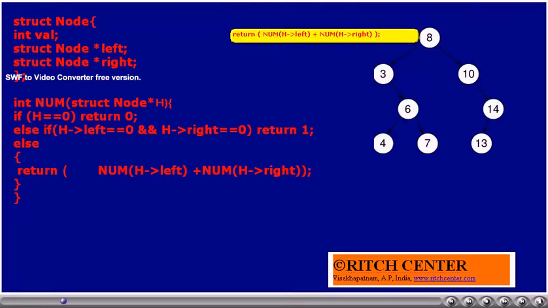Let us try to simulate this algorithm. We assume that we will be sending the address of the node having the number 8 as the argument for this function. As h value is not 0, and h is not a leaf node, we will be calling the statement return num(h->left) plus num(h->right). That means we will be first traversing the left subtree of this node recursively, and then we will be traversing the right subtree, and then whatever total we get will be returned.